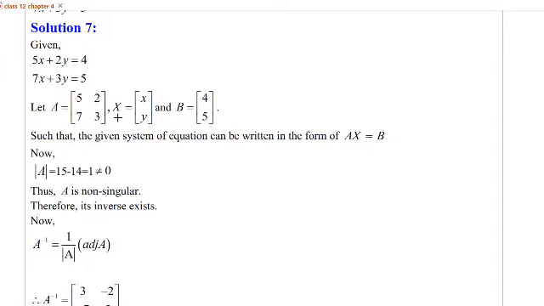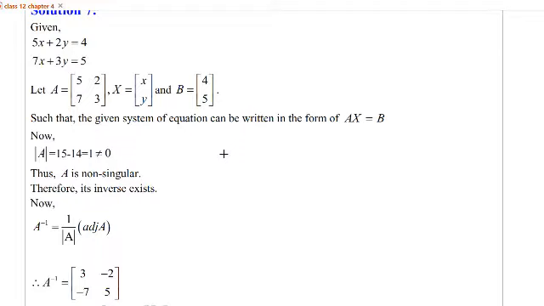Then another matrix X, the variable matrix, in which the column will be written as variables x and y. If three variables are there, then we'll write x, y, z. And then the third matrix, matrix B, in which we'll write the RHS of these equations, that is the constants in the column. So here only two equations are there, therefore only two elements are there. If three equations were there, we would have written three elements in this matrix.